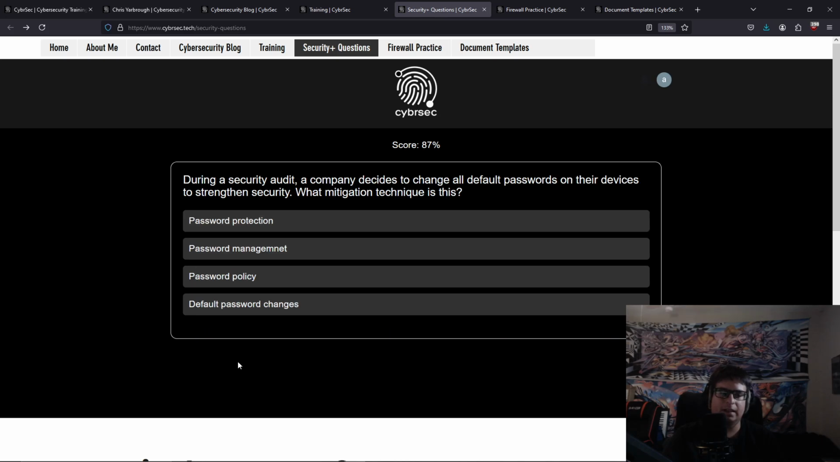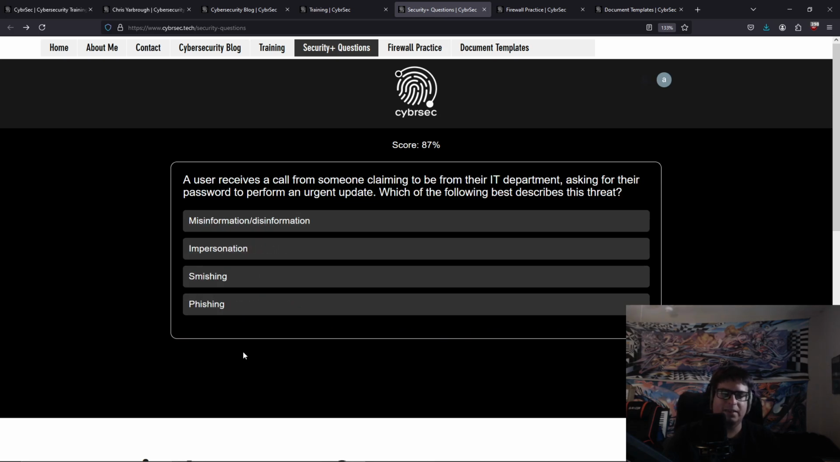Encryption. During a security audit, a company decides to change all default passwords on their devices to strengthen security. What technique is this? Default password changes. Different enough. A user receives a call from someone claiming to be from the IT department asking for their password to perform an urgent update. Which of the following best describes this threat?